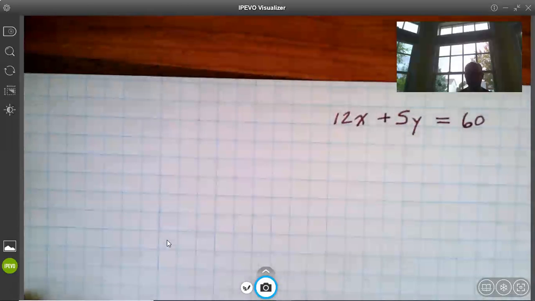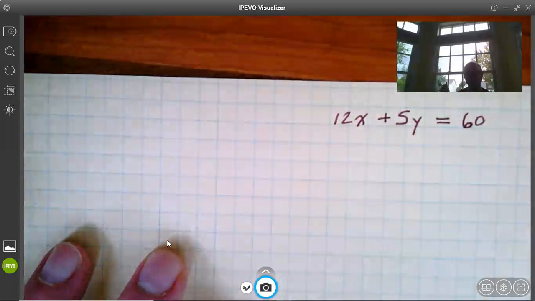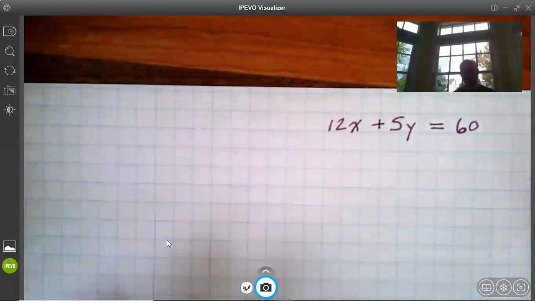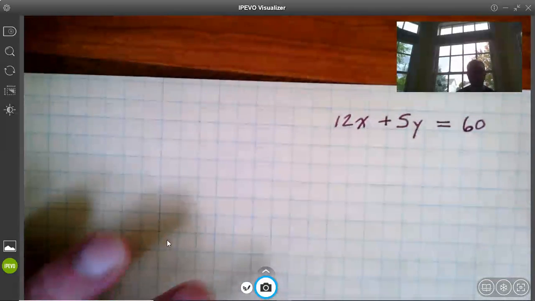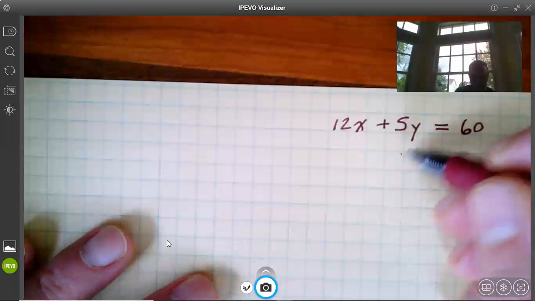All right, in this problem, it's a bug problem. The bug is traveling along this line. So before we do anything, let's just go ahead and graph this line. Two different ways we can go about doing this. One is I can solve for y to get a y equals mx plus b equation. So I'm going to subtract 12x from each side.